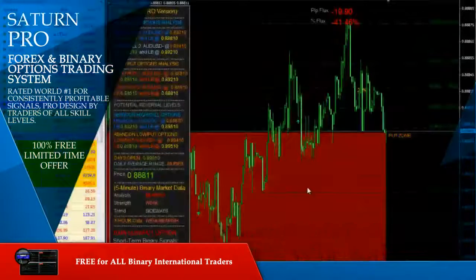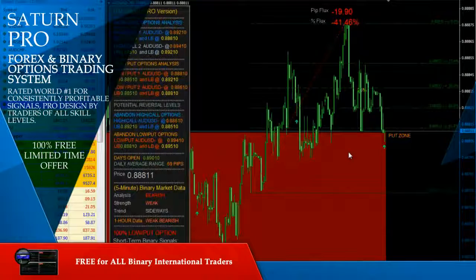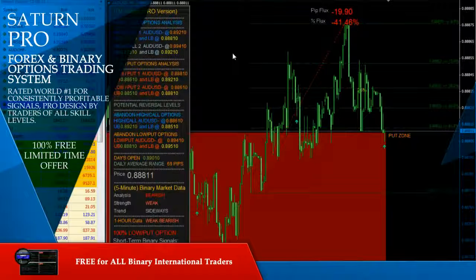ITM Saturn was built exclusively to trade short-term touch and boundary options, but you can also trade it on high-low options. For example, if you're not trading short-term, if you're not trading one touch and no touch, you can use ITM Saturn Pro's signals to execute trades on high-low options.